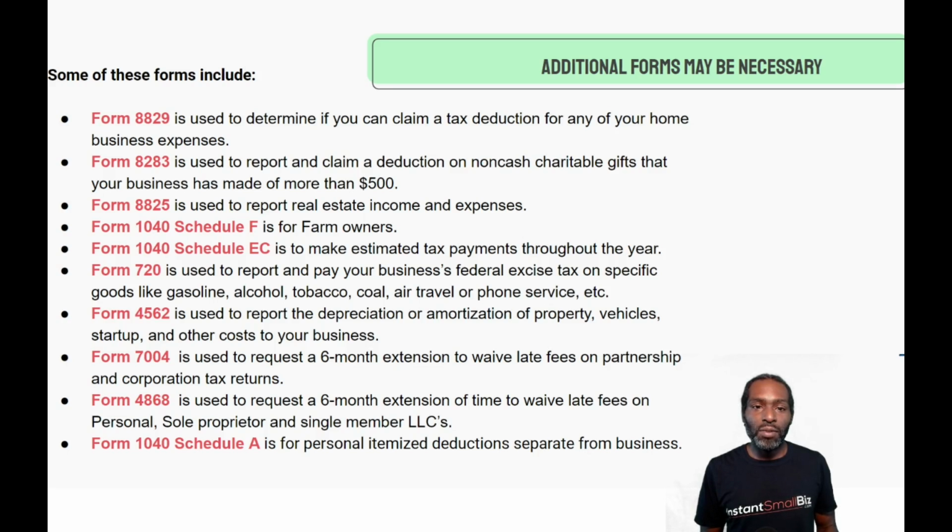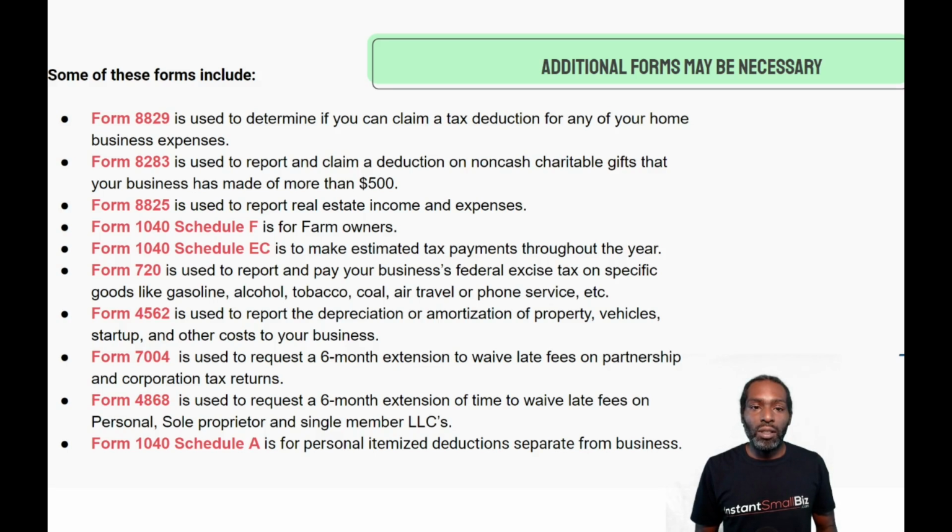Form 4562 is used to report the depreciation and amortization of property, vehicles, startup costs, and things of that nature. Basically, you can spread costs out across several tax returns to offset things that may happen in the future. That's popular and very beneficial, so it's a form that's often used as well.